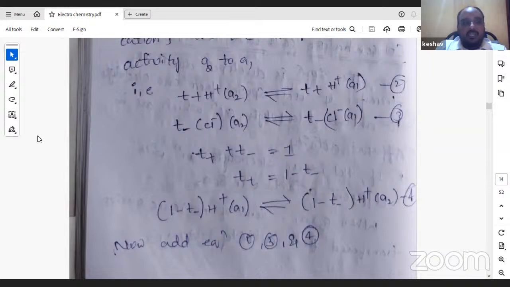Therefore, A1 to A2. Then what happens? It gets transferred from A1 to A2. How many H+ ions?